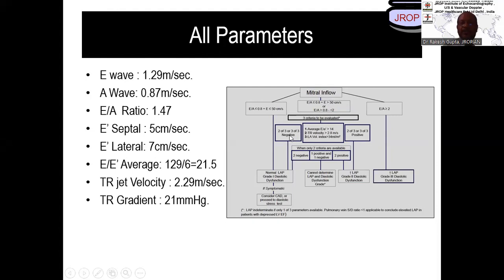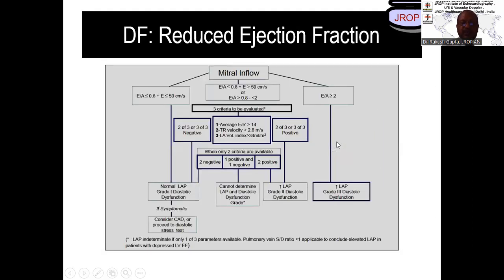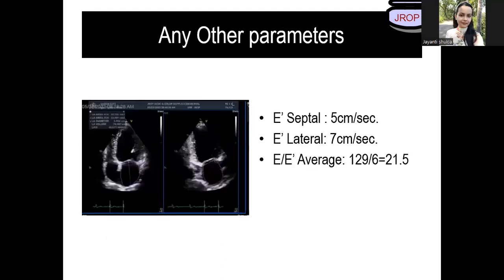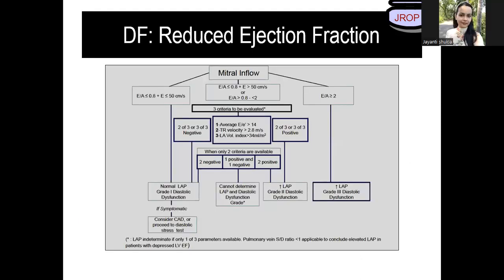Once you get into this category, 3 criteria are there. One is E to E prime ratio average. What is my ratio? 21.5, so it's positive, which is more than the cutoff. TR jet velocity is 2.29, which is not positive. Then LA volume index more than 34 ml. Let's see what was the volume in this patient. LA volume in this patient is 46 ml. Then 2 criteria are positive. If 2 criteria are positive, this patient belongs to grade 2.